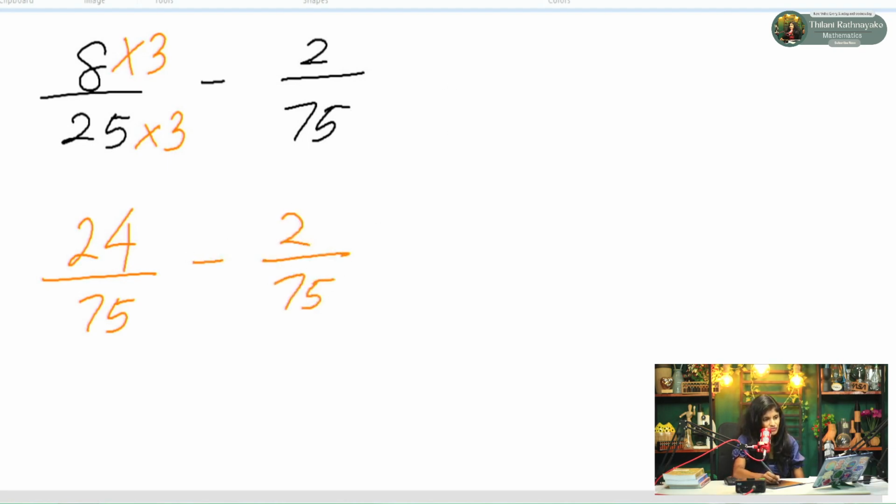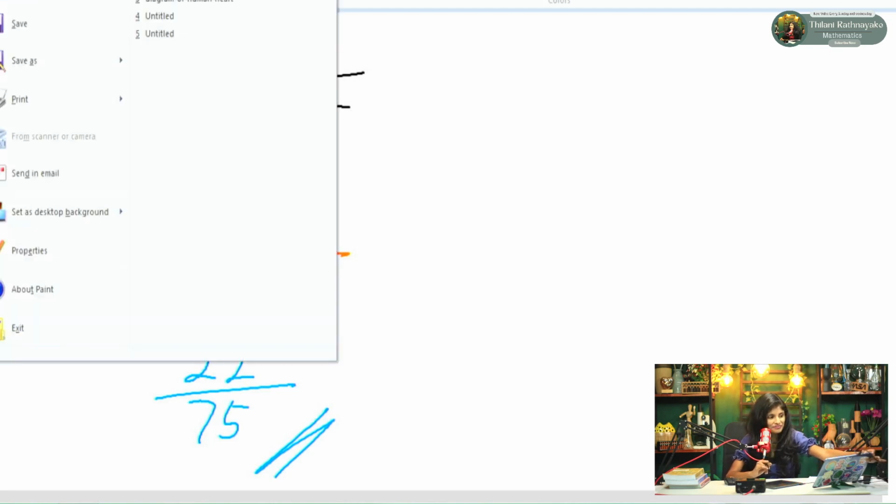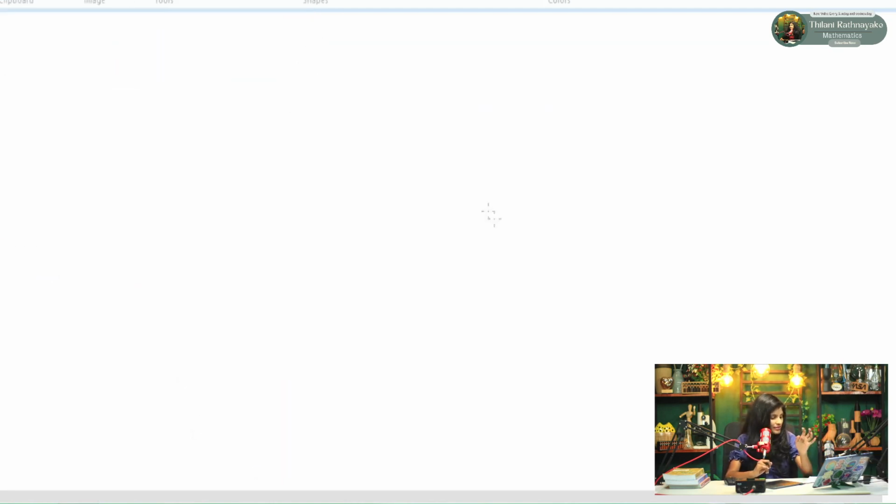Okay. Now we have a common denominator, that is 75. 24 minus 2 means, yes, that is 22. So this is the final answer. If we can simplify an answer which we have taken, then you have to simplify. But here, this question, I cannot simplify this one further. So this is the answer. Done. We are moving to our next question.